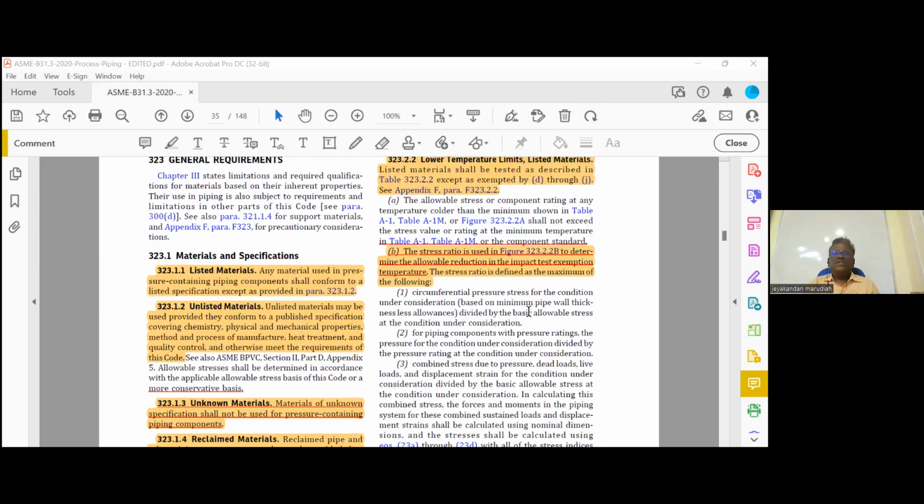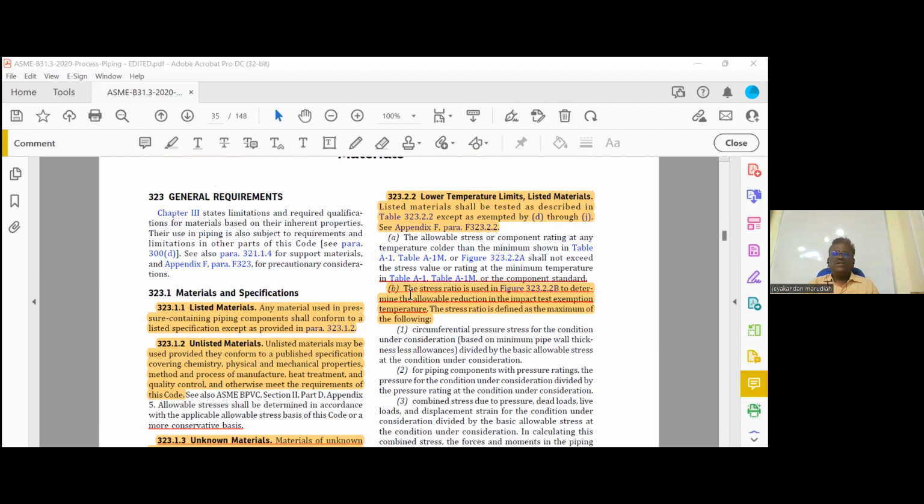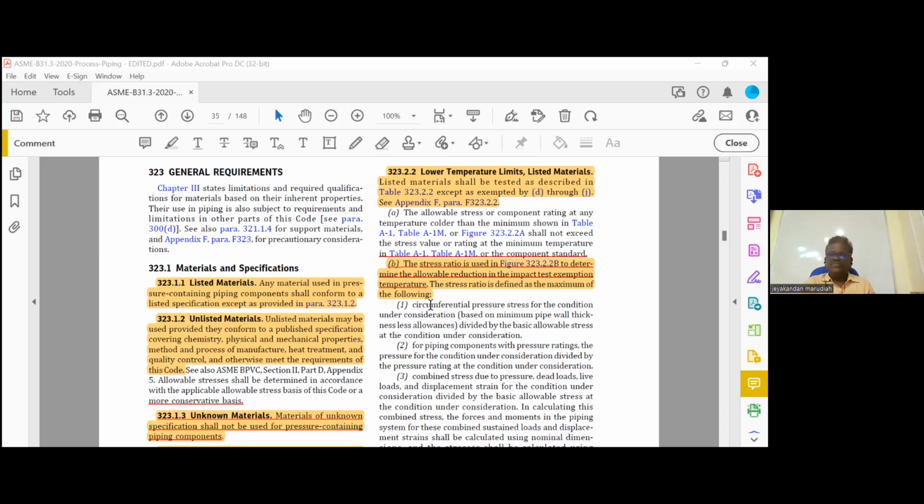So this is the minimum temperature, the lower temperature limits. I highlighted the B1. The stress ratio is used in Figure 323.2.2 to determine the allowable reduction in the impact test exemption temperature. If a stress ratio is given, it can be reduced further. Please remember, stress ratio values are always minus. We have to reduce it.